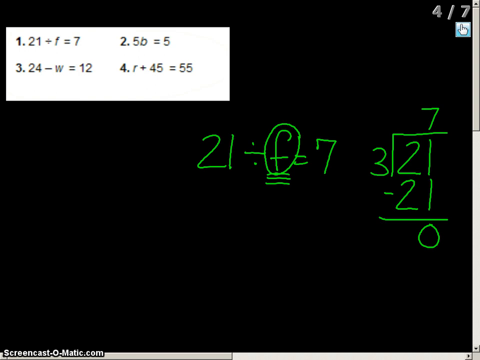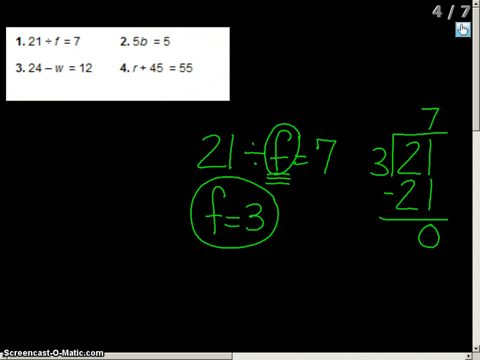Okay, so now I need to state my solution. 21 divided by 3, which I just saw, does give me 7, so my answer is f equals 3 for my final answer, because 3 is the value of f that would give you that final answer of 7.